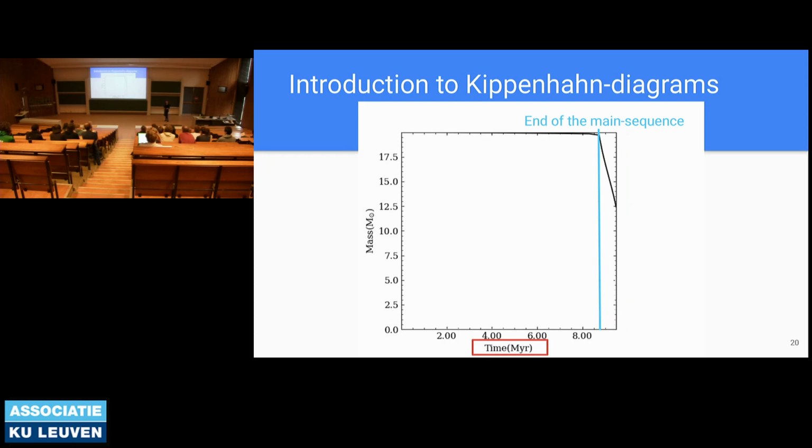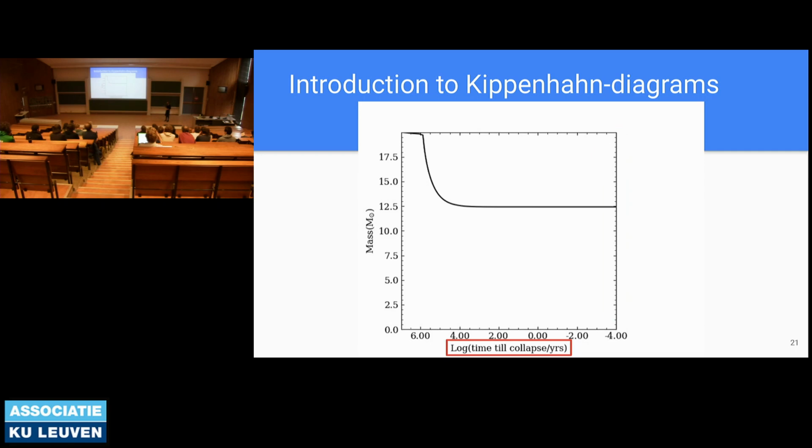So that's not working, so we came up with something better. But it makes it slightly more confusing for most people. So again, we have the mass. And now what we plot on the time axis is the log of the time until the collapse. And this means that your end of the main sequence is here, and the rest of your evolutionary phases get nicely stretched out so we can actually see everything.